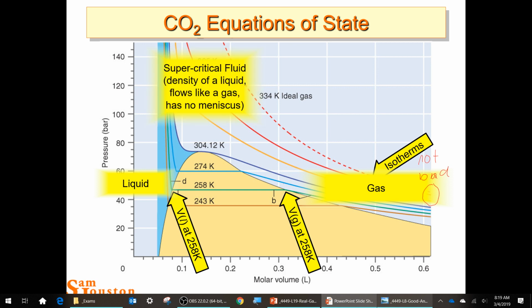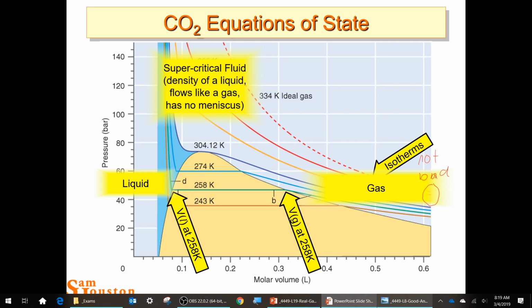And then up here, this is an important region. It's the supercritical fluid region. So we have a high pressure, very low volume, so that's the density of a liquid. But it flows like a gas. What do I mean by flow like a gas?